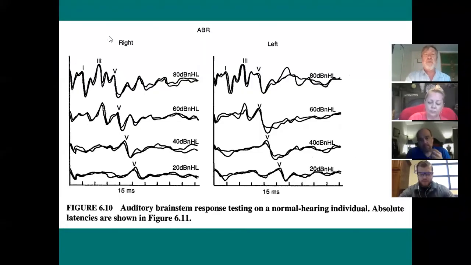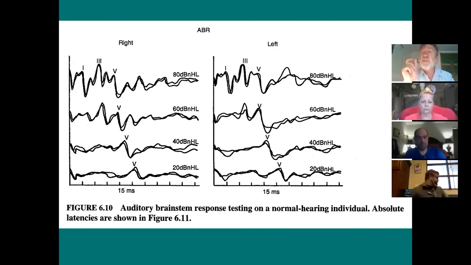Let's look at the top right. On here, actually, I'm looking at the left, if you know what I mean. You'll see 5 bumps labeled with Roman numerals: 1, 3, and 5. Well, they come from places. Peak 1 comes from where the 8th nerve touches the inner hair cells. Okay, it's by the spiral ganglia, right where the 8th nerve is at the cochlea. Peak number 2 is where the 8th nerve meets the brainstem.